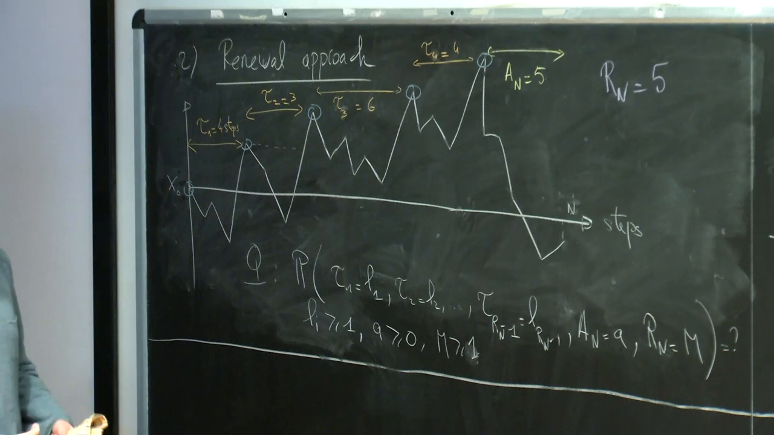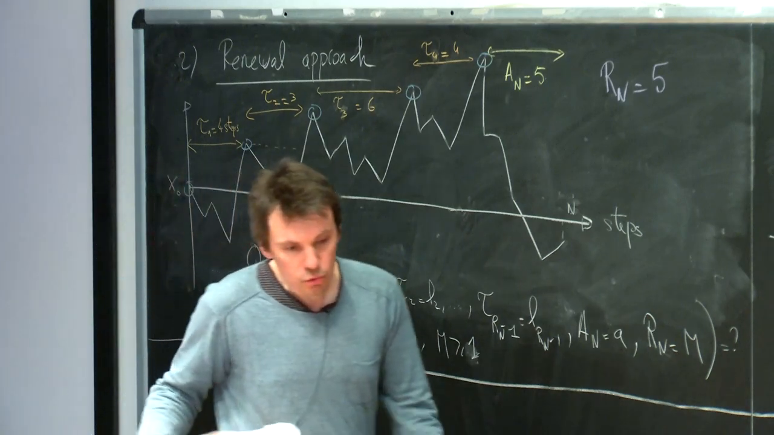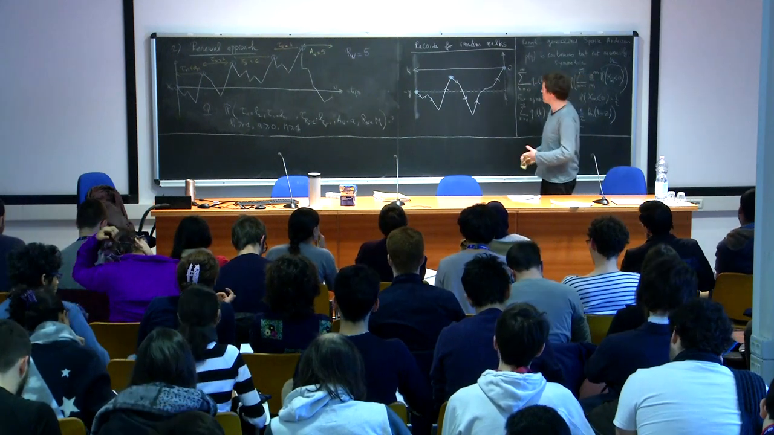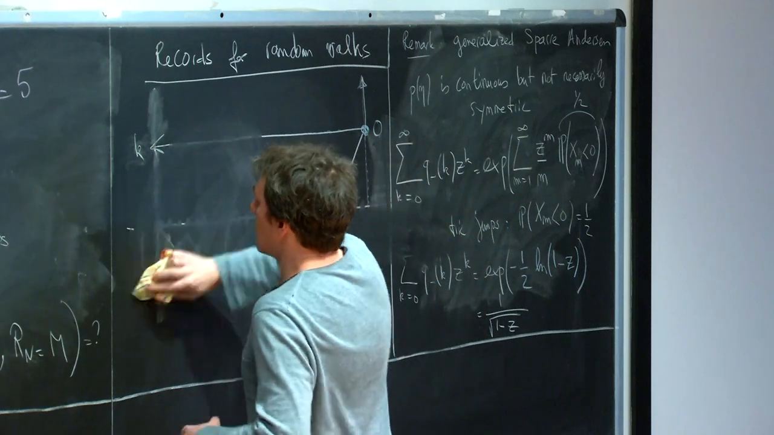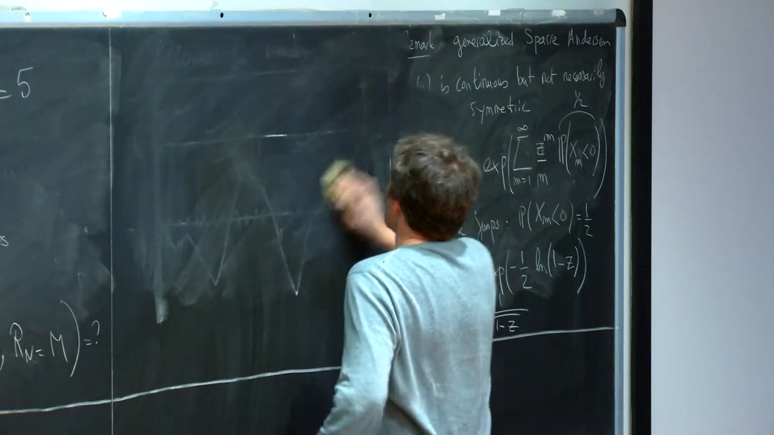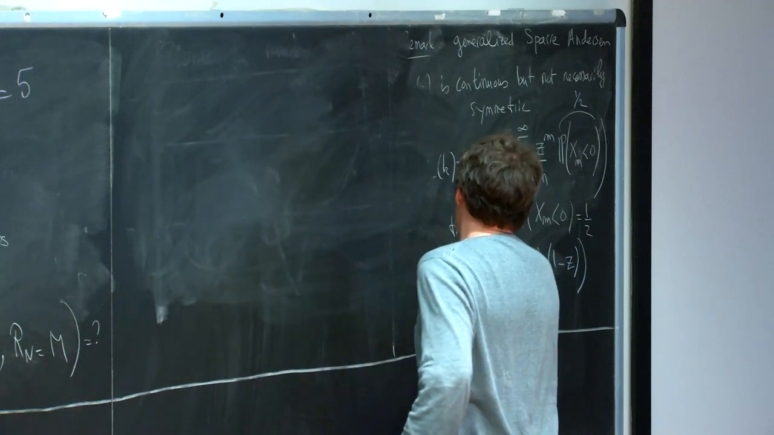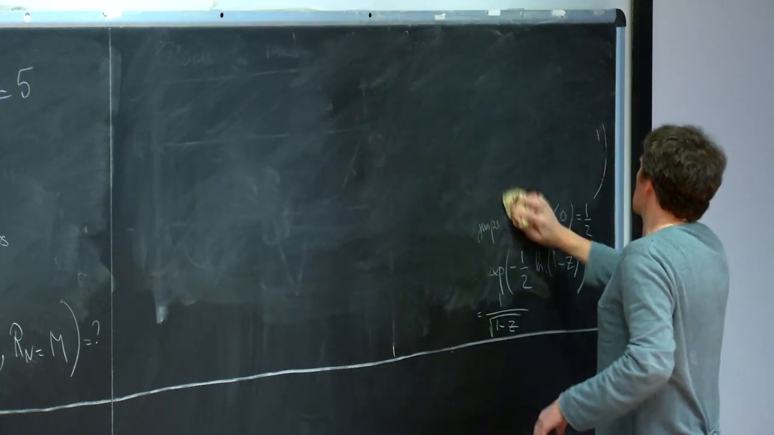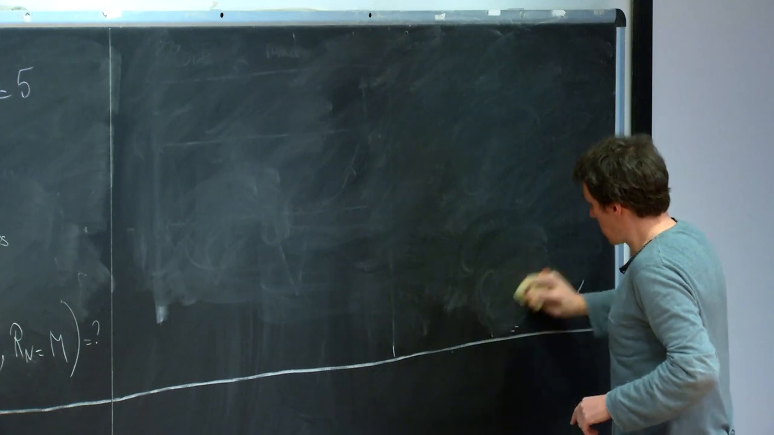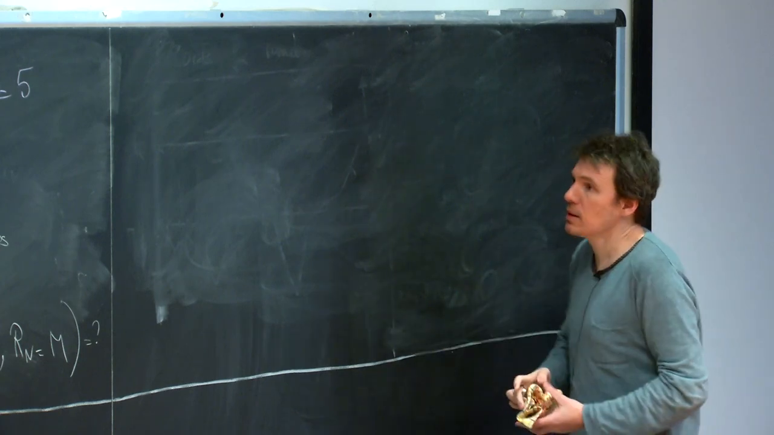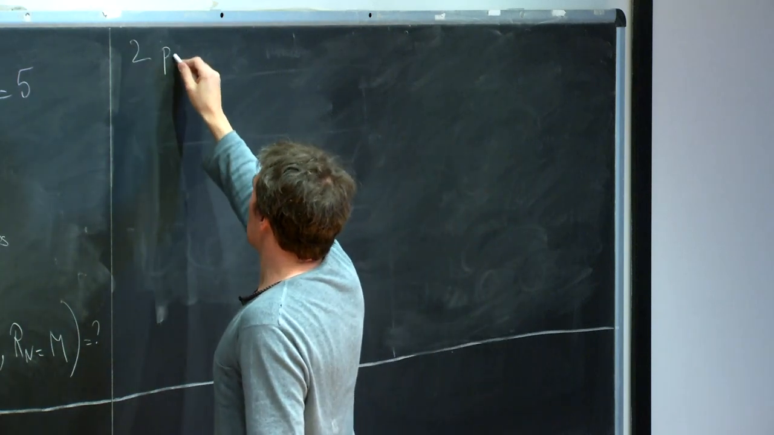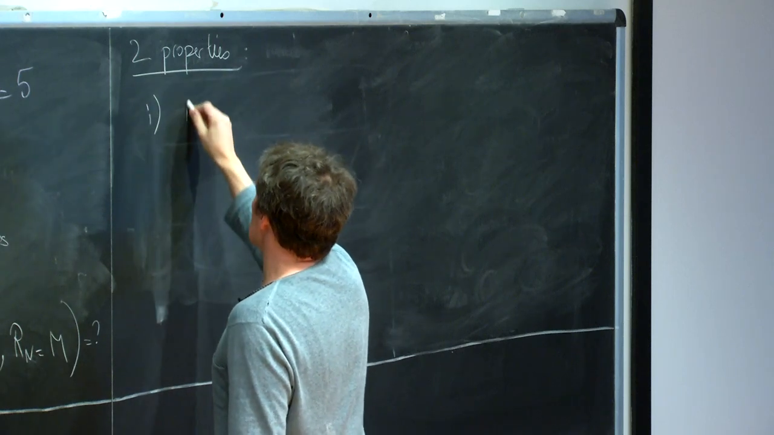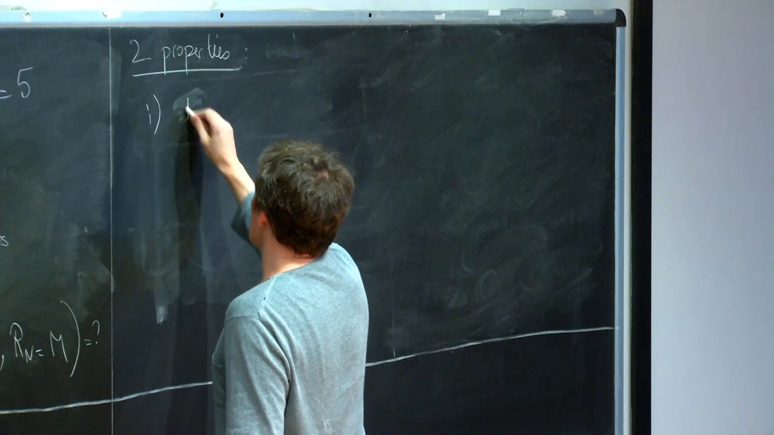Well, the computation of this big object relies on two properties and two tools. The two tools, we have them already, and I will recall them in a minute. Now, what are these two properties? Well, the first property is that the random walk is a Markov process, and as a consequence, all these variables, the tau_i's and A_n, are independent. That should be quite clear from the Markov property of the random walk. Here RW stands for random walk.